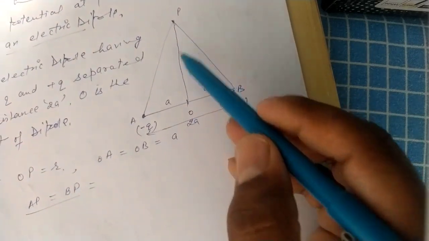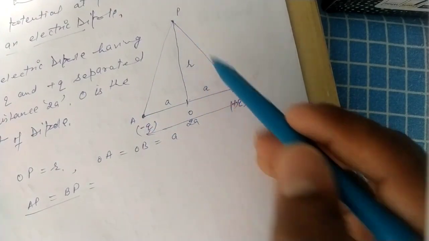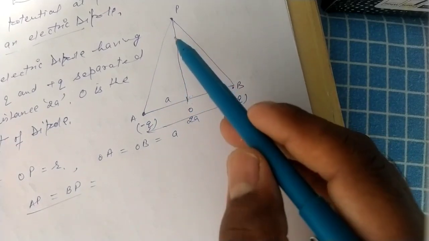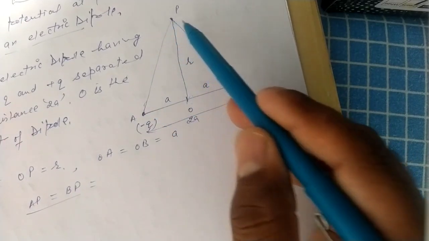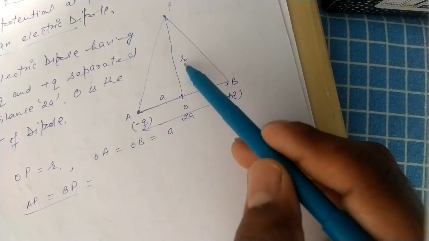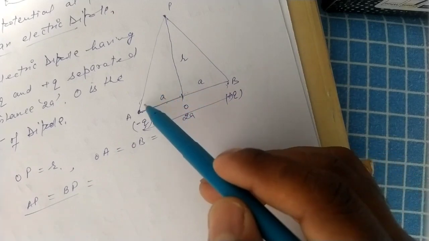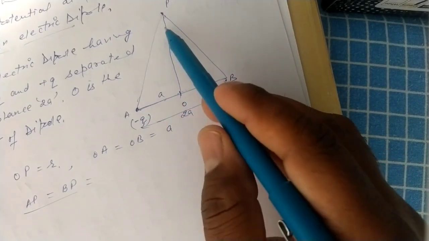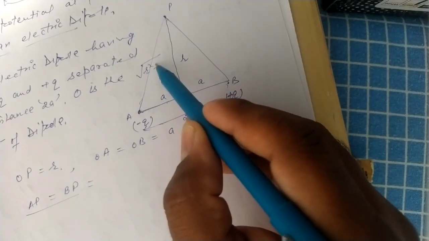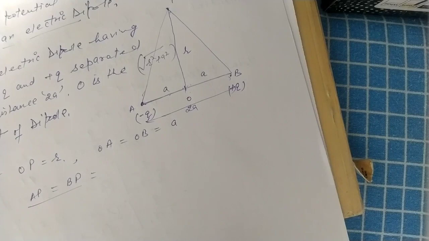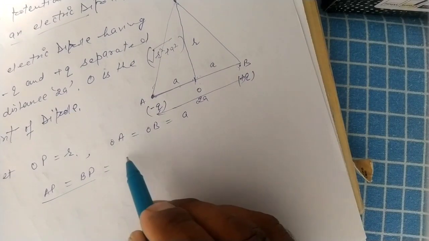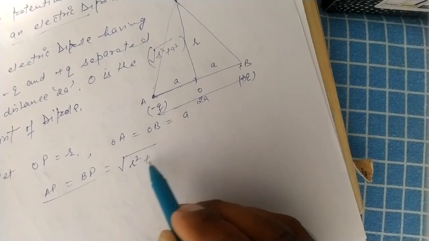Here there are two triangles, AOP and OBP. Now we can find the values of AP and BP. Here the base is a, the perpendicular is R. Both triangles are the same. Therefore AP is equal to the square root of R square plus a square. AP and BP are equal, so both values are the square root of R square plus a square.